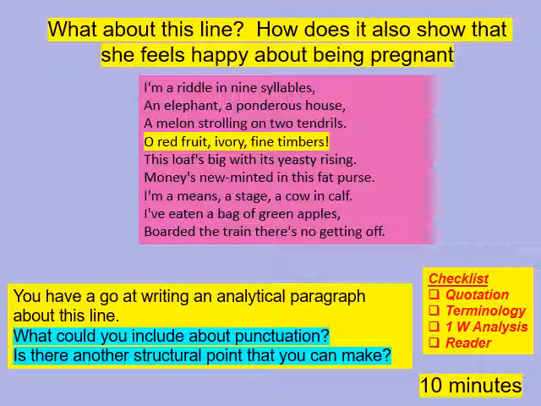Oh, red fruit, ivory, fine timbers. I want you to write an analytical paragraph in the same way that I did on the previous slide, showing how that line shows she's happy about being pregnant. Can you include 2 structural points if you can as well, or at least one? Structure being, in this case, it's going to be punctuation. And there's a very upbeat piece of punctuation at the end of that line. So 10 minutes on that, and that's the thing I want you to upload onto Classcharts, please.